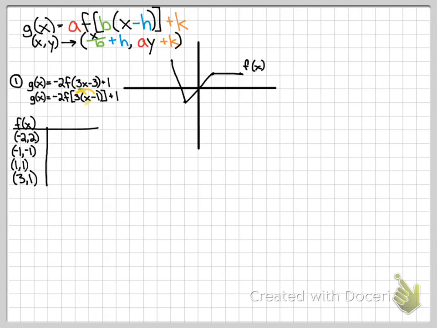So to get our x values, we're going to do what the formula says. X divided by b. Our b value is the 3 right here. So x divided by 3 would give me just x over 3. And then our h right now says -1, but remember it's in parentheses, so we do the opposite, so plus 1, comma. The a value is -2, so -2y. And the k value is the plus 1 at the end, so plus 1.